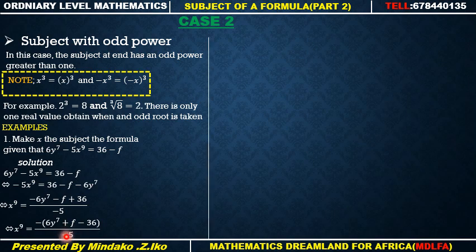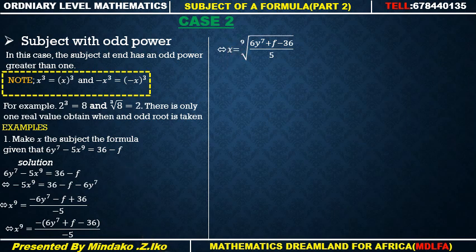So at the end of the day, we are going to have that the 9th root of 6y power 7 plus f minus 36 divided by 5 is equal to x, or x being equal to the 9th root of all this. Okay, now I took the 9th root because I'm making x the subject, not x to the power 9. So when the power is odd, take the odd root on both sides. That is why I took the odd root on both sides here.